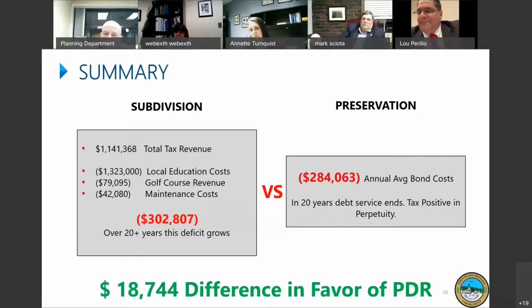The preservation option, with the average annual bond costs of $284,000, would be relatively stable over the 20 years, and then after 20 years that debt service ends, and it would become a tax positive in perpetuity from that point forward. So taking both of those numbers and finding the difference between the two is about $19,000 in favor of the PDR. And again, these decisions are made now, and they have a real impact as time moves on.